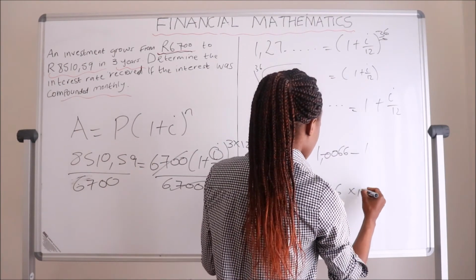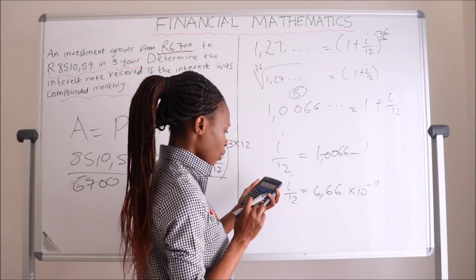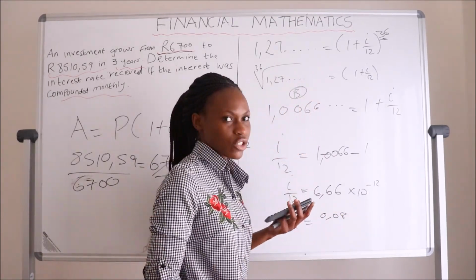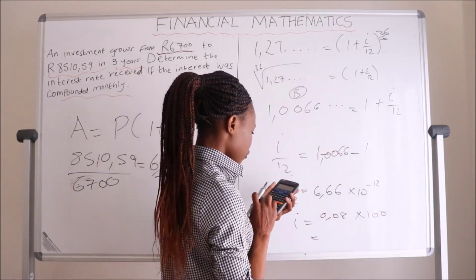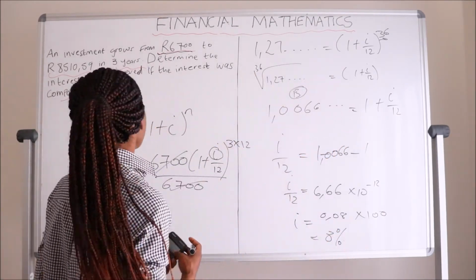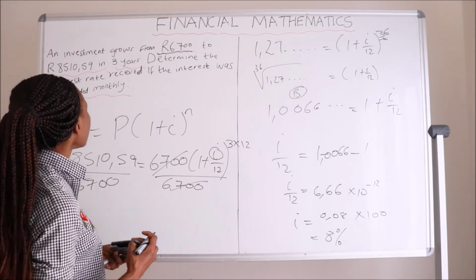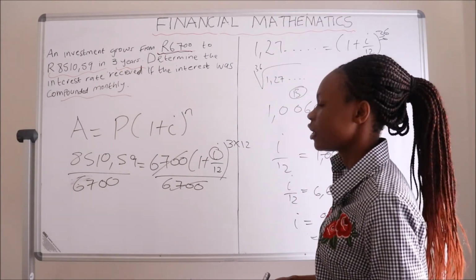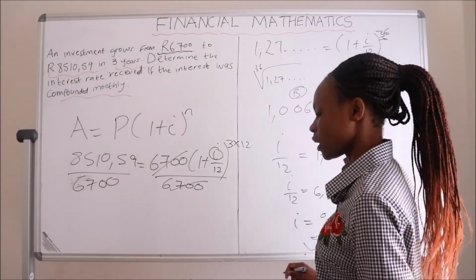6.66 times 10 to the exponent of negative 3, which is i divided by 12. This multiplied by 12 will now give us i is equal to 0.08. And remember, the interest rate is in percentage, so I have to multiply this by 100, of which it will give us 8%. So for the investment to move from 6,700 to 8,510.59 in 3 years, if the interest rate is compounded monthly, the interest rate must be 8% for that to happen.